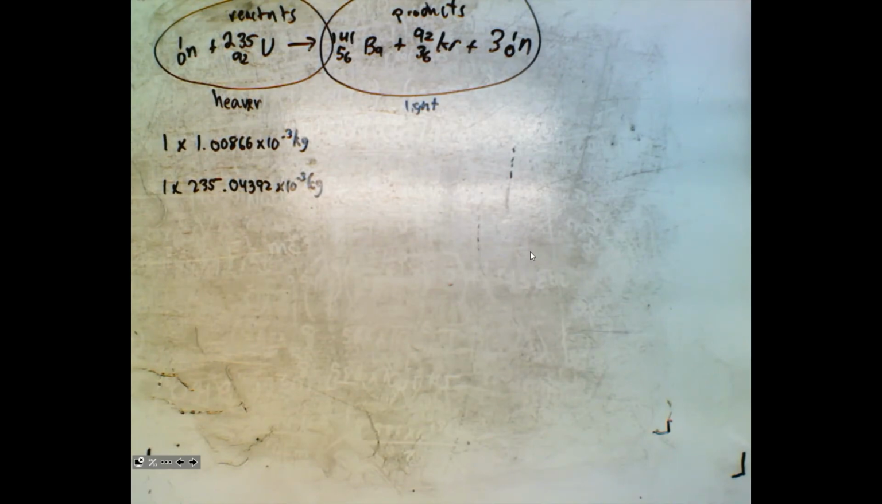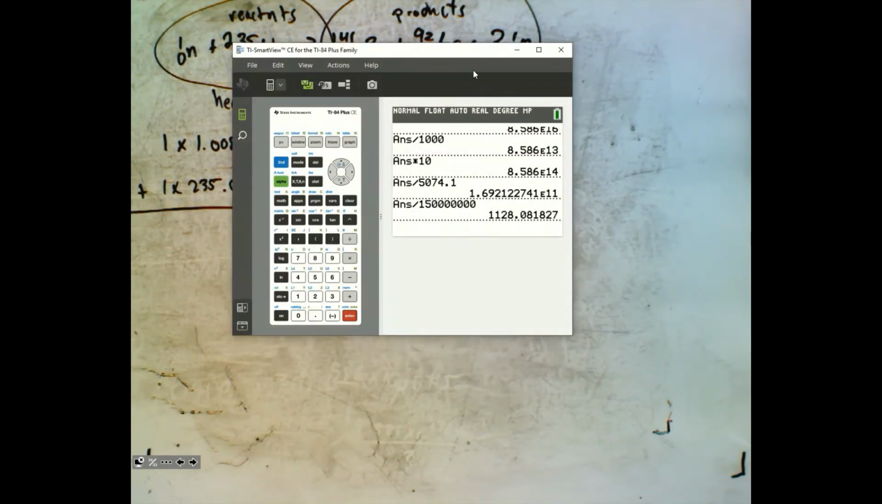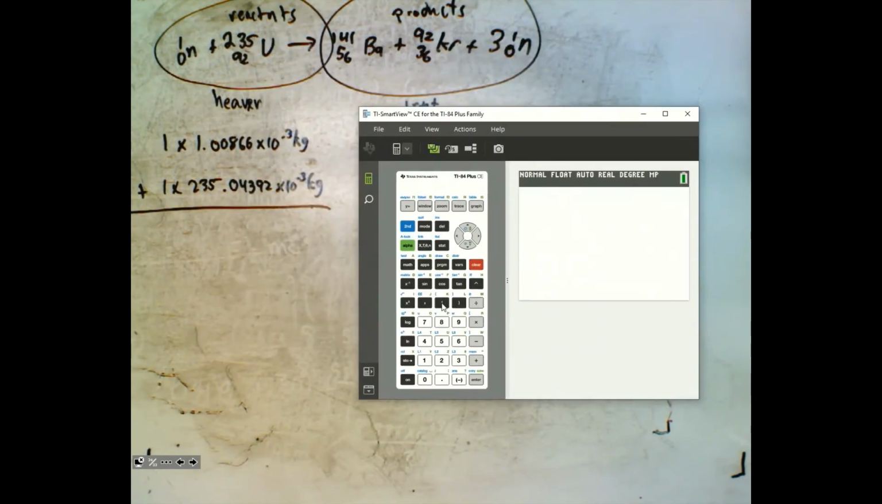So what I'm going to do is I'm going to add these 2 numbers together in my calculator. So I'm going to go 1 times 1.00866 times 10 to the negative 3. And I'm going to add it to 1 times 235.0439 times 10 to the negative 3. Oops, I forgot my bracket around that.